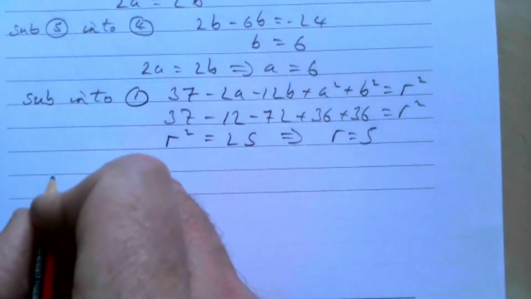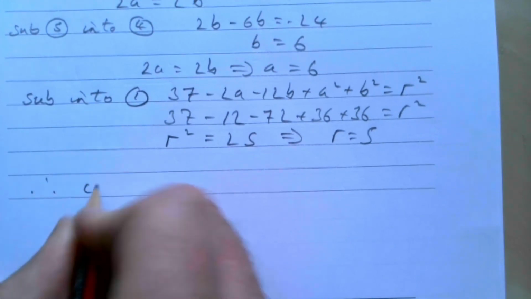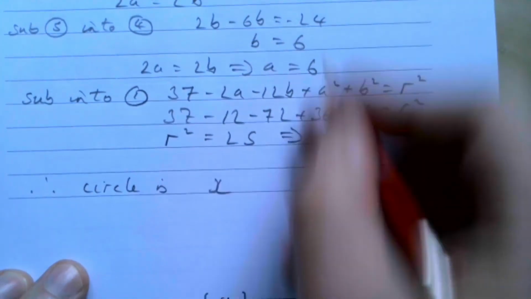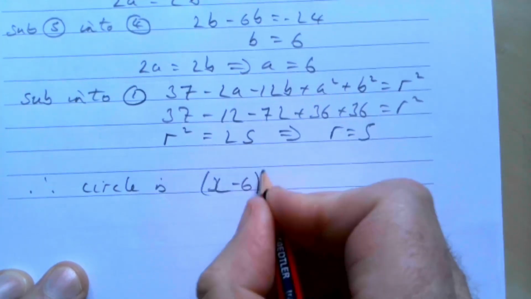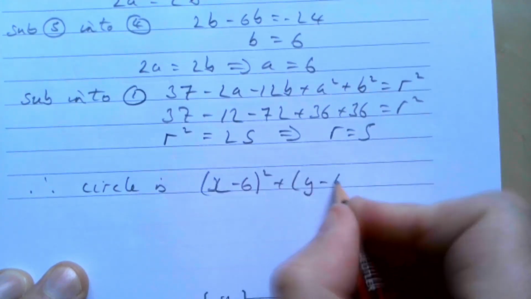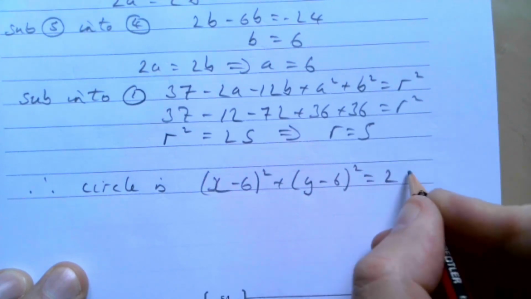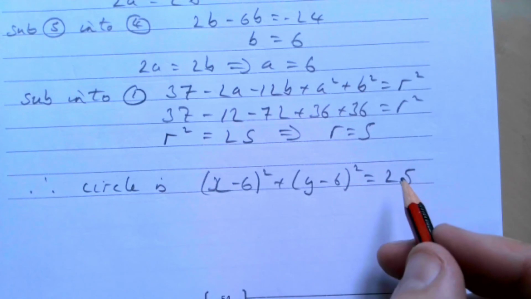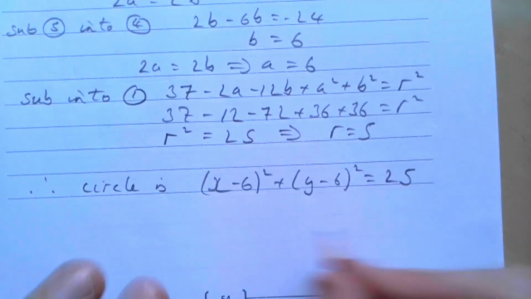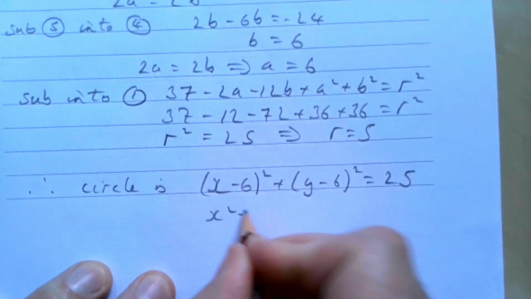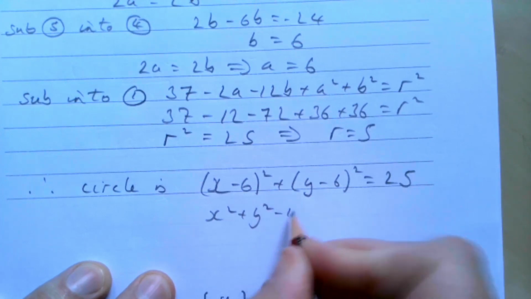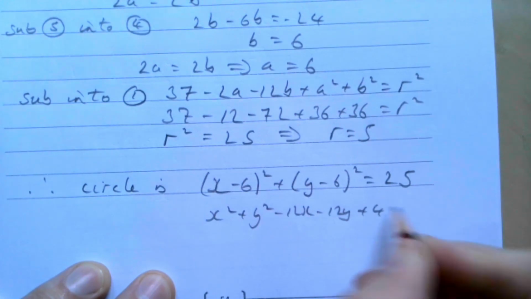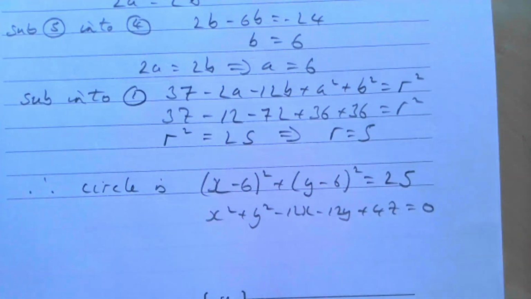So my equation of the circle: we know 6 and 6, so it's (x minus 6) all squared plus (y minus 6) all squared equals 25. And again, just look at the previous example if you want to sit and multiply that out. But that's effectively what we'll have. You multiply it out, you get x squared plus y squared minus 12x minus 12y plus 47 equals 0.